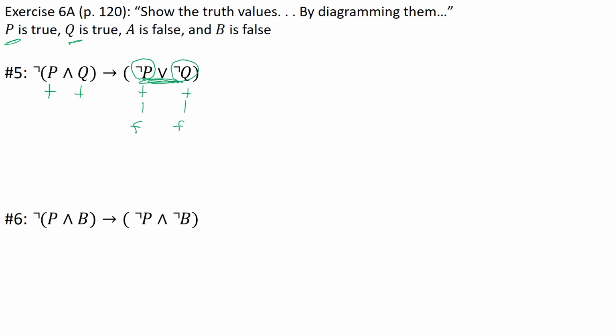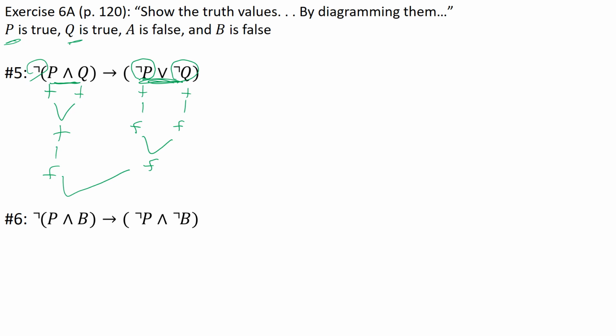And here we have a disjunction. Both are false. You need at least one true choice, so that is a false disjunction. And over here, we have a conjunction, and both values are true, so that conjunction is true. But we're going to negate that, so that's false.